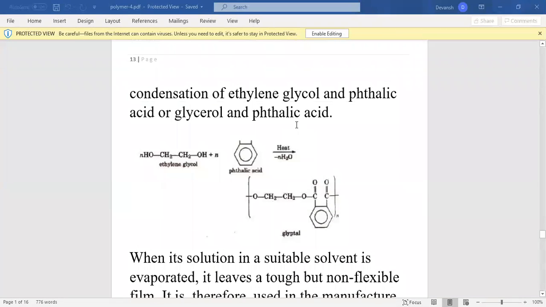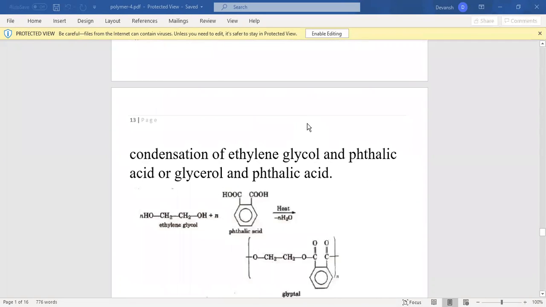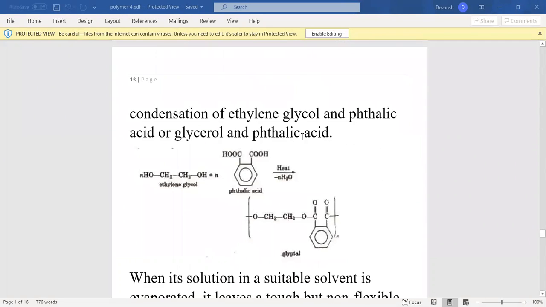Now come to second type, second example of polyester, that is Glyptal. Now it is also a polyester having crosslinks, and it is a thermoplastic polymer. It is a polymer of condensation reaction of ethylene glycol and phthalic acid. Now here you can see ethylene glycol and phthalic acid. Now again this is OH group from here and OH group from here. This is ethylene glycol and n unit of phthalic acid. Phthalic acid means these two COOH groups on the adjacent carbon.